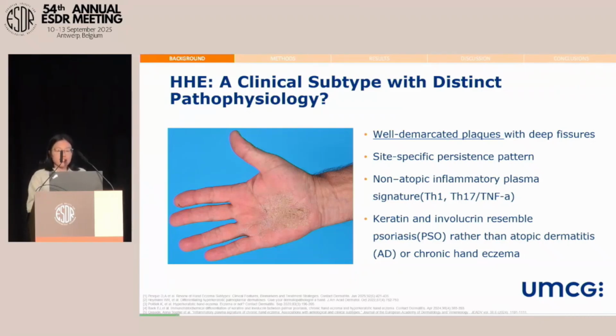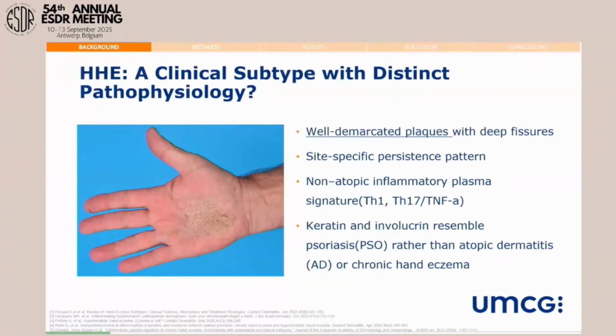Previous studies suggest a non-atopic inflammatory plasma signature marked by the activation of Th1, Th17, and TNF-alpha pathways. In addition, the expression of keratin and involucrin is more similar to psoriasis rather than to atopic dermatitis or chronic hand eczema. So this evidence suggests that it's possibly a disease with its own pathophysiology. However, it's still unclear, and the transcriptomic evidence for hyperkeratotic hand eczema is largely absent.